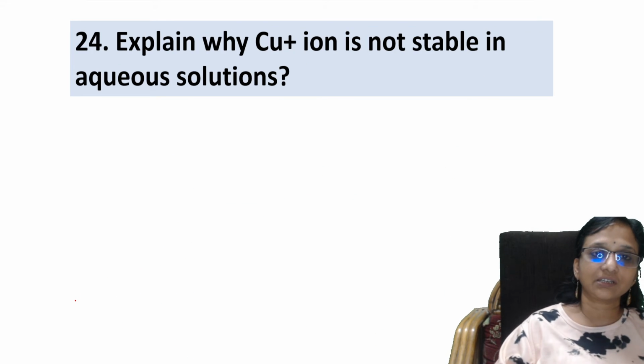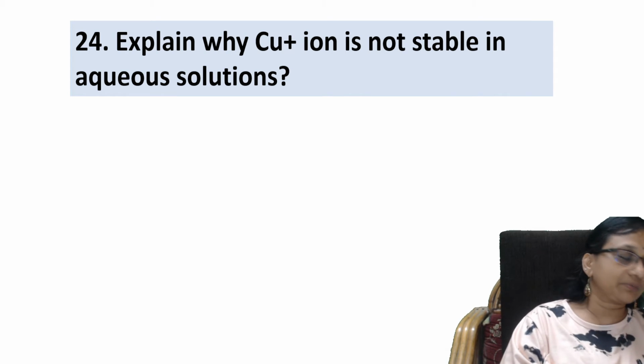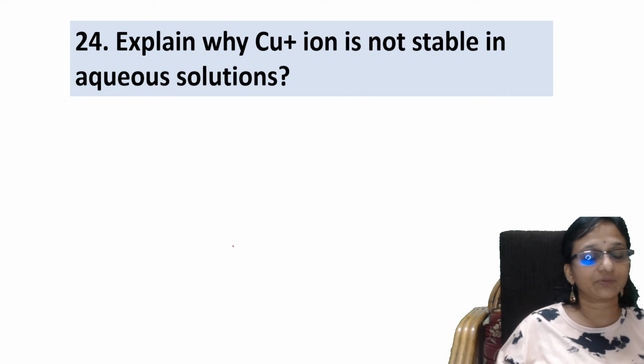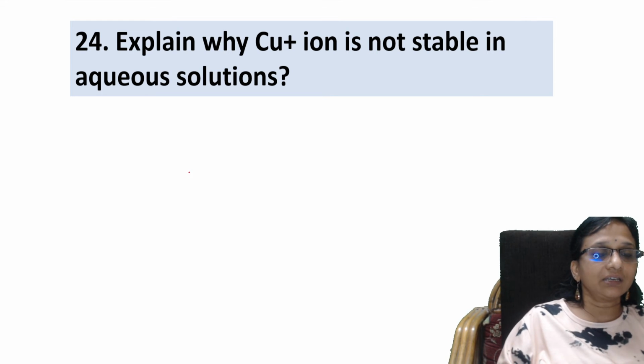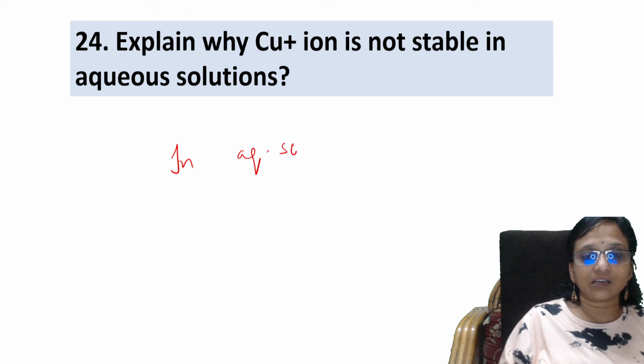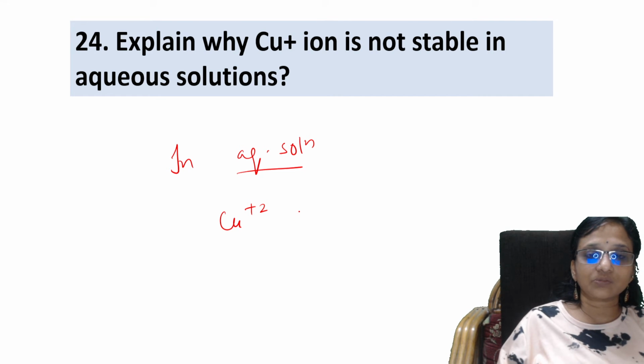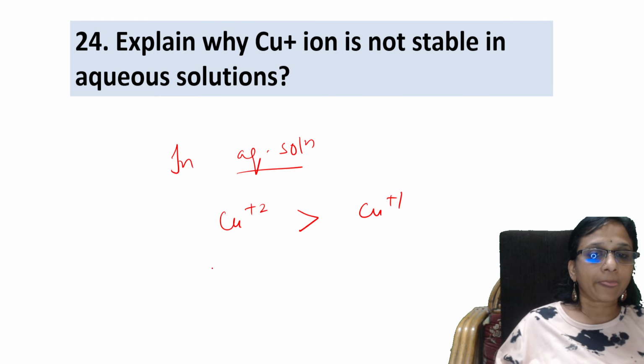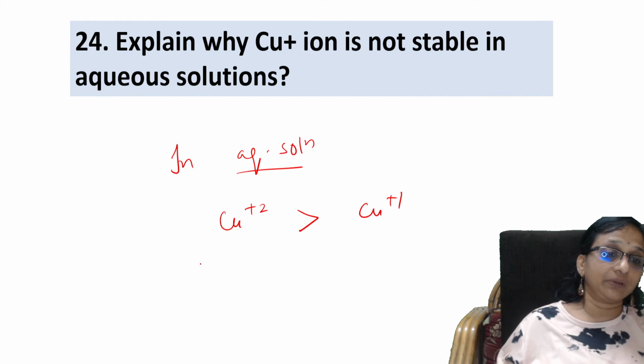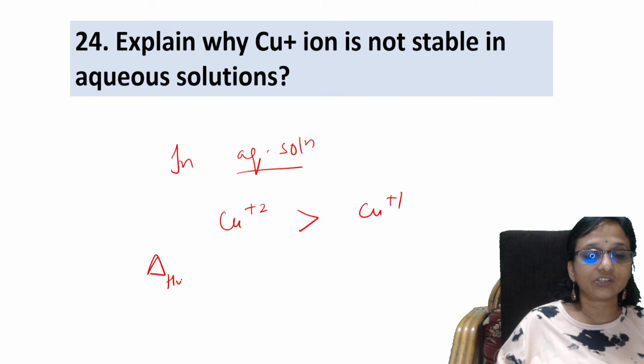Done. Next question. Explain why copper plus ion is not stable in aqueous solution. Okay, easy question. Write your answer like this. In aqueous solution, Cu2+ is more stable than Cu+. What is the reason? Here I have to apply certain energy, called hydration enthalpy.